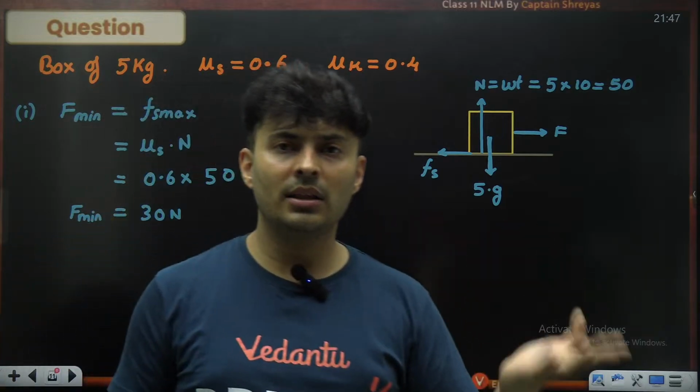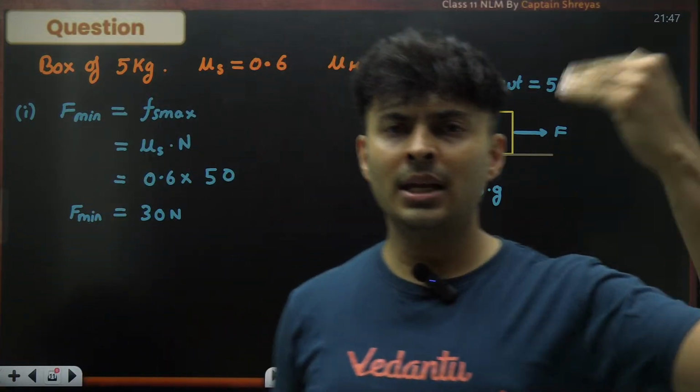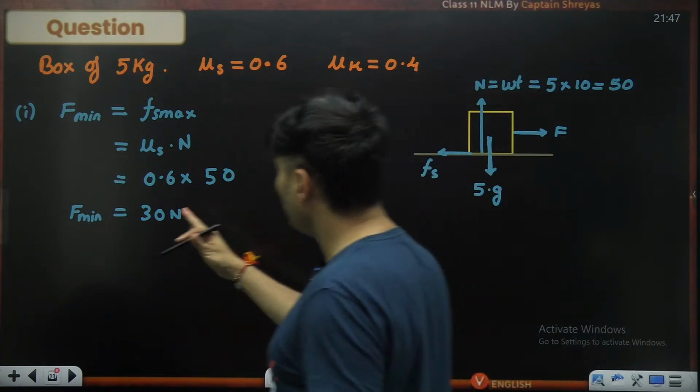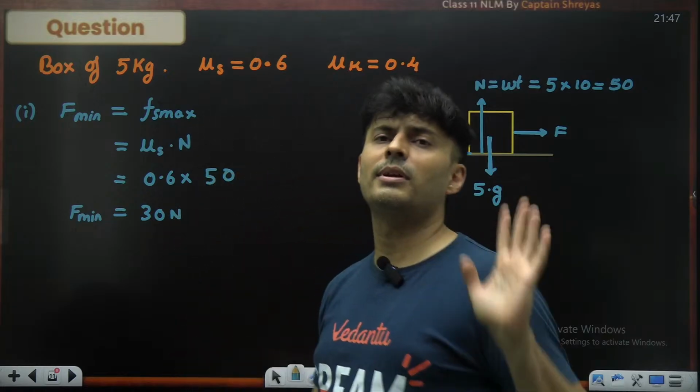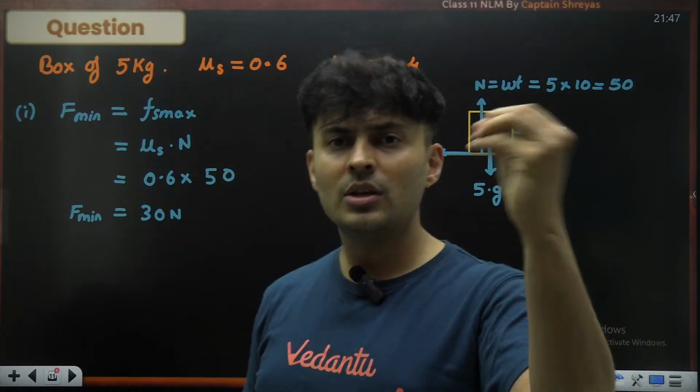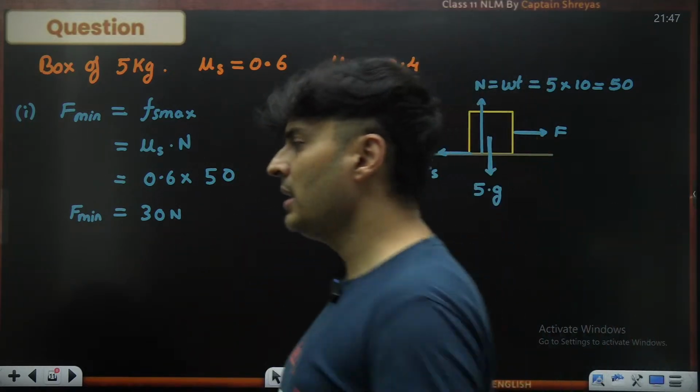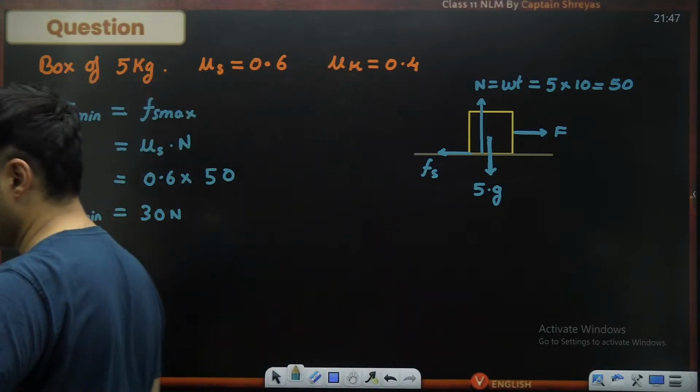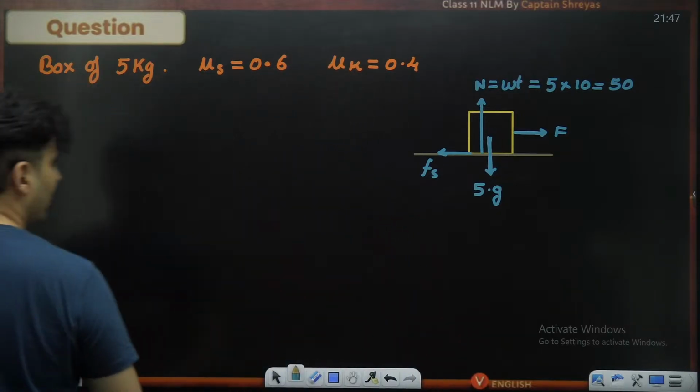So 31 newton, 32 newton, everything, it will start moving. 30 newton, 30.001 also it will move. Till 30 it can hold. So anything beyond 30, it will start to move. Now let's go to the second part.